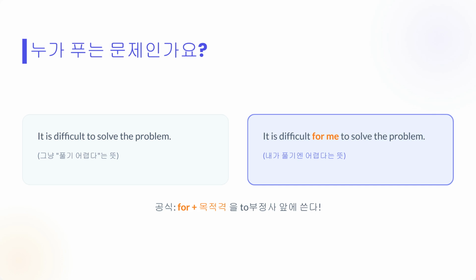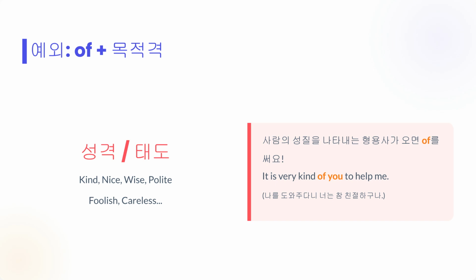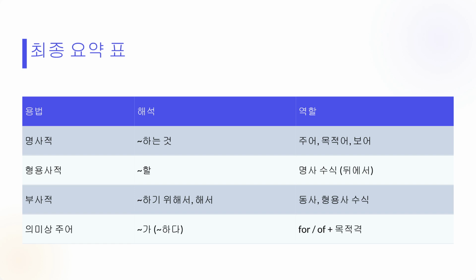For instance, it is difficult for me to solve the problem. There is an exception for the subject of the infinitive. If the adjective describes a person's nature or attitude, like kind or careless, use of plus objective case. Here is a final summary table of the to infinitive usages, their translations, and their roles in a sentence, including the subject of the infinitive.